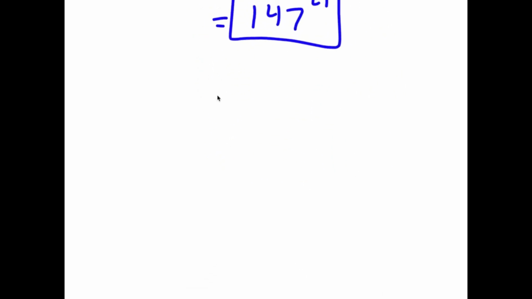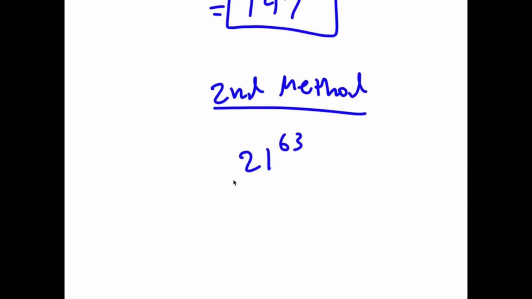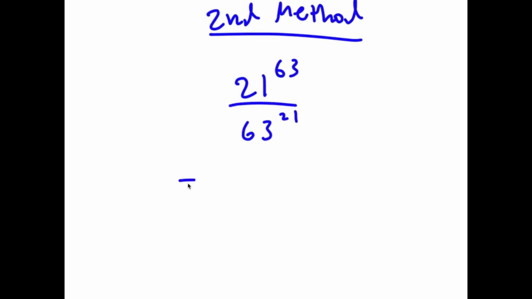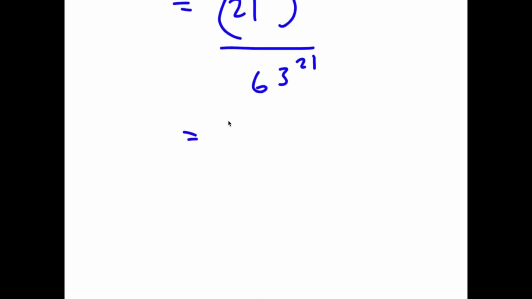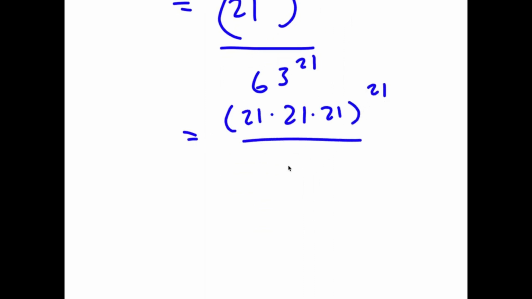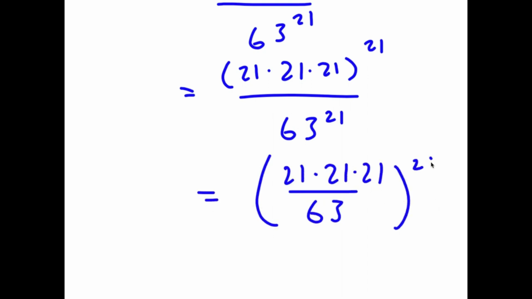Now I actually have a second method of solving this problem. So again, I first start with 21 to the power of 63 over 63 to the power of 21. Now this time, I'm going to rewrite 21 to the power of 63 as 21 to the power of 3 to the power of 21. Now I have this over 63 to the power of 21. And now this is equal to 21 times 21 times 21 to the power of 21 over 63 to the power of 21, which is equal to 21 times 21 times 21 over 63 to the power of 21.